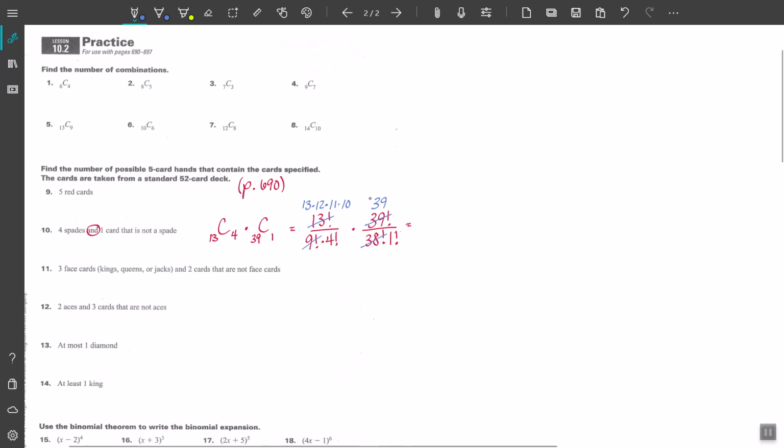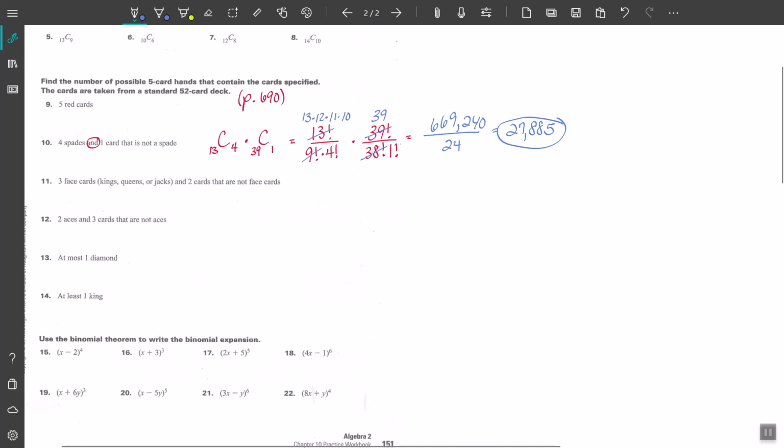We'll take all 5 of these numbers, 13, 12, 11, 10, and 39, multiply them together, and divide by 4 factorial. So this is what we get in the numerator. 4 factorial is 24, and then I'm going to divide those 2 out, and we'll get almost 28,000 combinations. So almost 28,000 combinations of choosing 4 spades and 1 non-spade out of a 52 card deck.